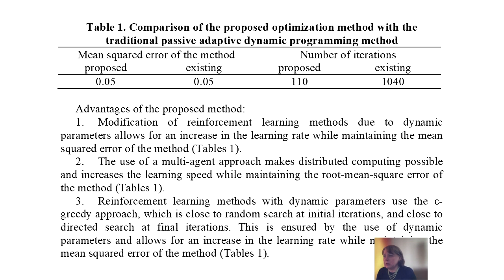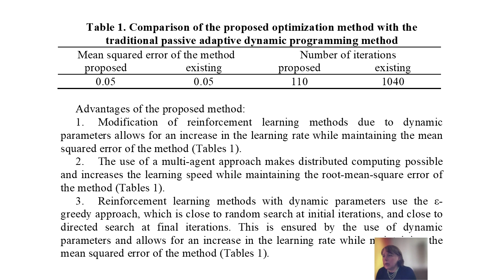Advantages of the proposed method. First, modification of the reinforcement learning method through dynamic parameters allows for an increase in the learning rate while maintaining the mean square error of the method. Second, the use of a multi-agent approach makes distributed computing possible and increases the learning speed while maintaining the root mean square error of the method.